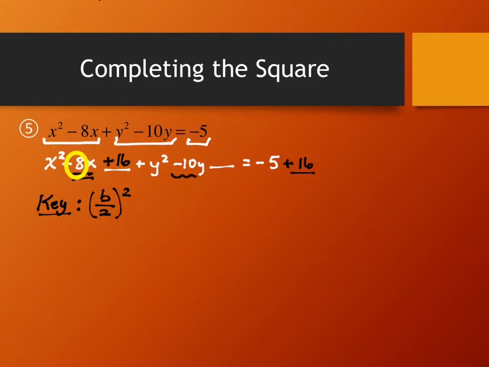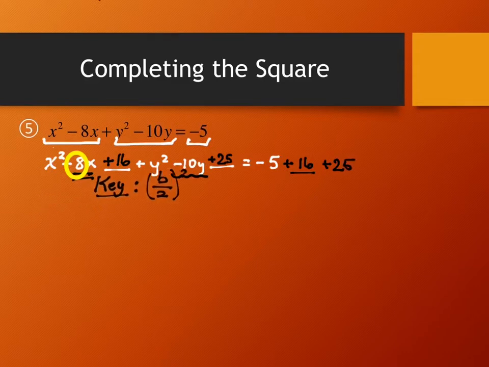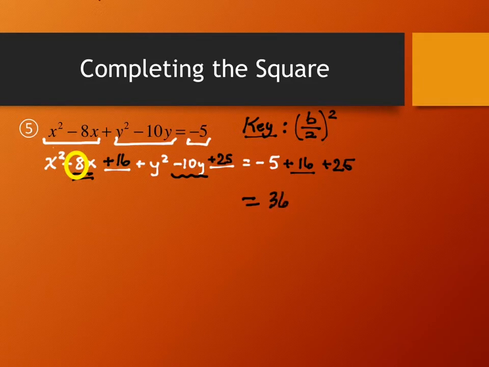All right, our linear term in the y values is negative 10. So again, negative 10 divided by 2 would be negative 5. Negative 5 squared would be 25. If I add it to the left, I also have to add it to the right. Now, the right-hand side is the easy side because you're just adding all those quantities together. So negative 5, positive 16, and positive 25 is actually 36. So you have 36 on the right.